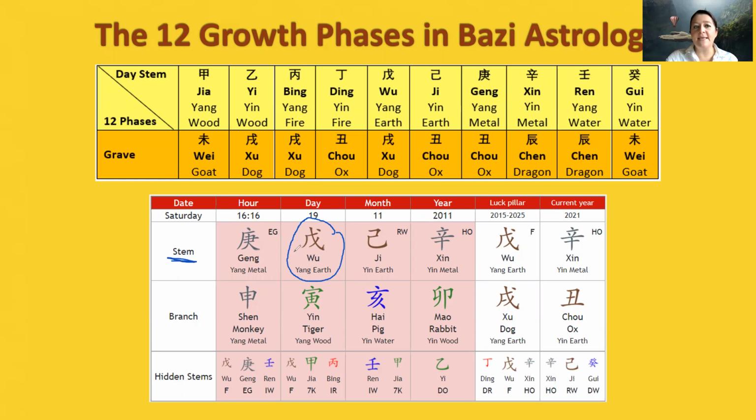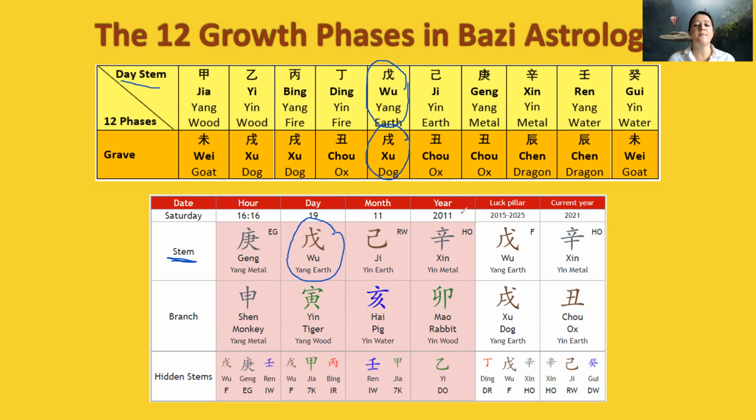Now, once you determine this, you will go to the table here on top and you check where you find Wu Earth. And here we see Wu Earth. And for someone who is born on a Wu Earth day, the grave phase is associated with the dog.